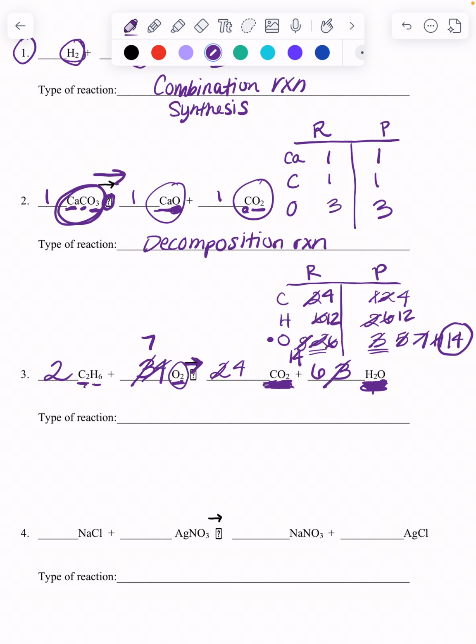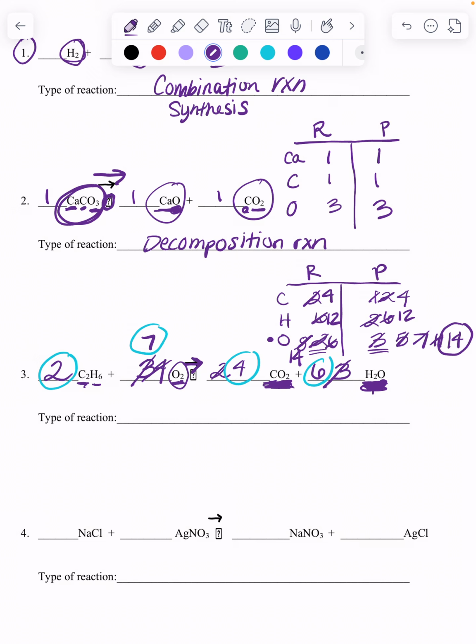I know this one was very long. These types of problems usually are, but I think it's good to see that sometimes it is a process and it takes a minute to get there. So our official coefficients will be 2, 7, 4, 6, right?